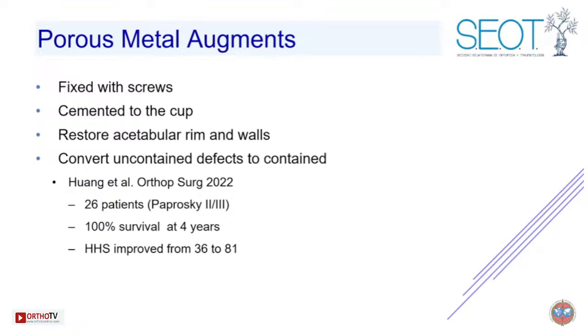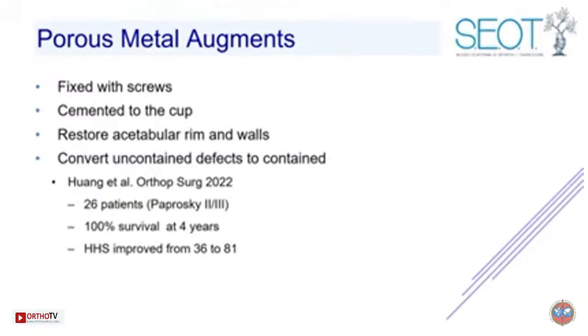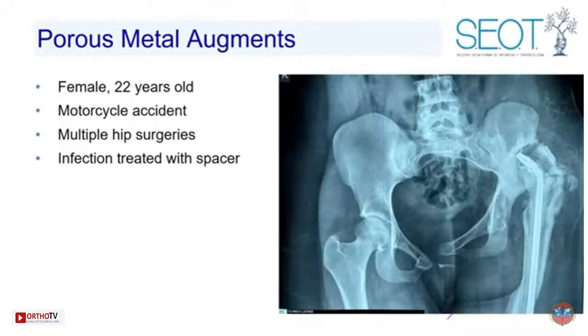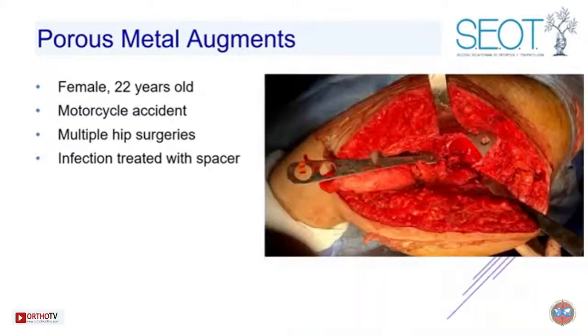For example, in this work by Wang, 26 patients with Paprosky 2 and 3 defects, they had 100% survival at 4 years, and the Harris hip score improved from 36 to 81 points over 100. This is a case, woman, 22 years old. She had a motorcycle accident, multiple hip surgeries, an infection treated with a spacer, and also a huge defect proximal to the native cap.